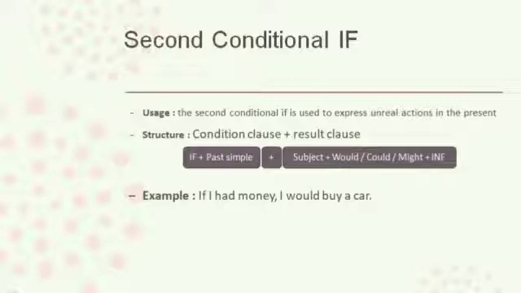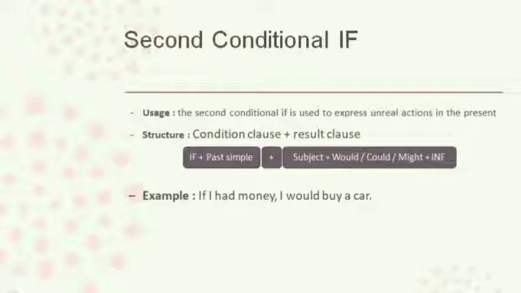So one example can explain to us the form and the usage. We have this example here. If I had money, I would buy a car. So my first step is, let's get back to the usage. We said that we use the second conditional if to talk about unreal actions or actions that are impossible to happen in the present. So when I use the second conditional if, I will understand according to that example that I don't have money, so I can't buy a car. So now I am talking about an action which will not happen, which is buying the car. I don't have the money to buy the car.